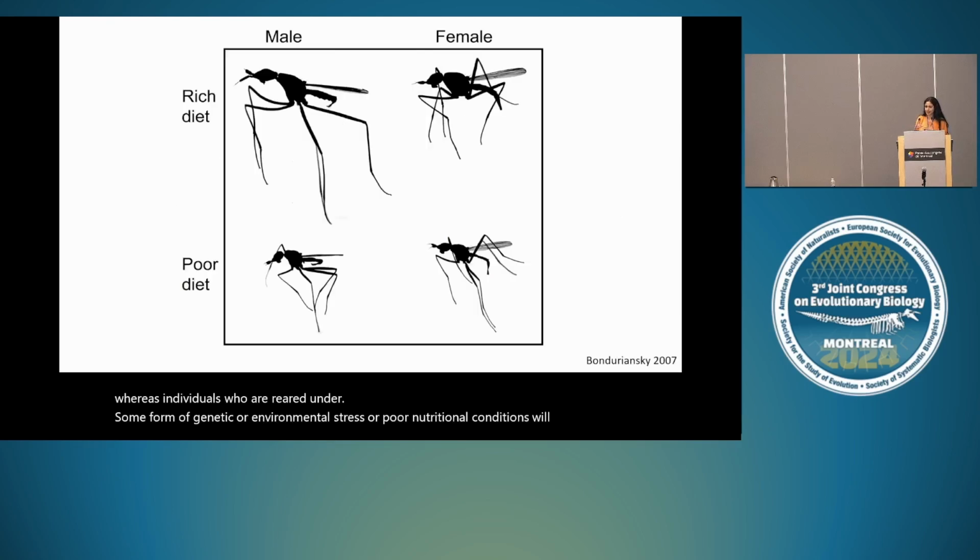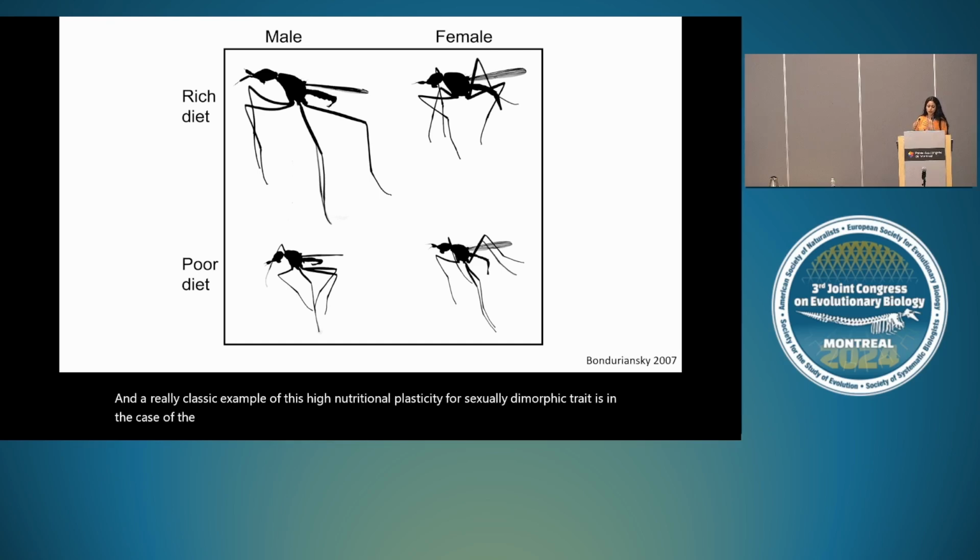And a really classic example of this high nutritional plasticity for a sexually dimorphic trait is in the case of the neriid fly, which exhibits male-biased sexual size and shape dimorphism. But when reared under poor larval nutritional diets, they will actually develop to be nearly monomorphic.